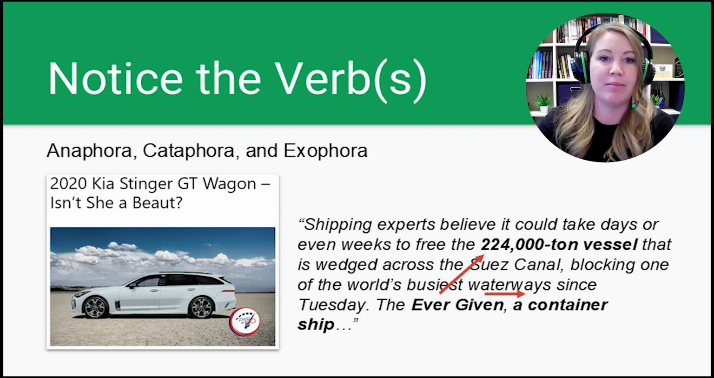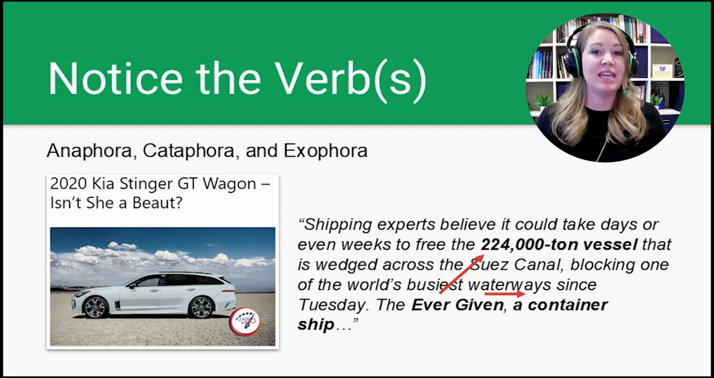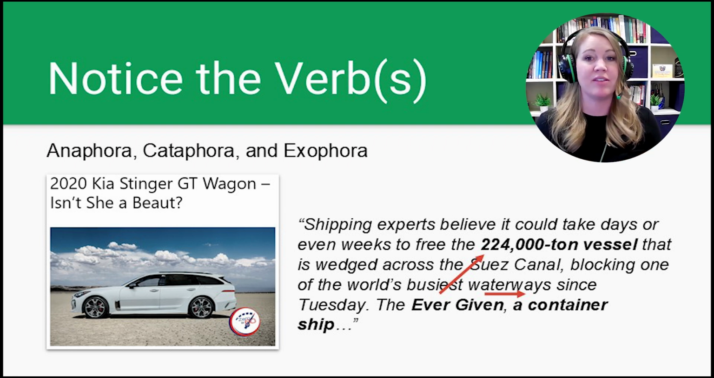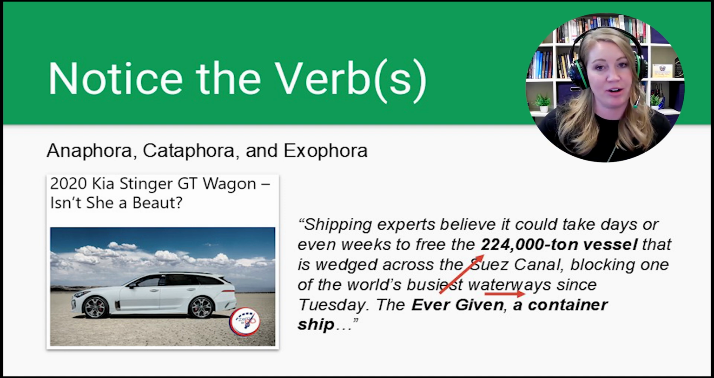So cataphora is when the reference points forward to something mentioned later in the text. So for example, in this sentence, if you need it, there's a pen on the desk. The pronoun it refers to a pen, which is introduced later.